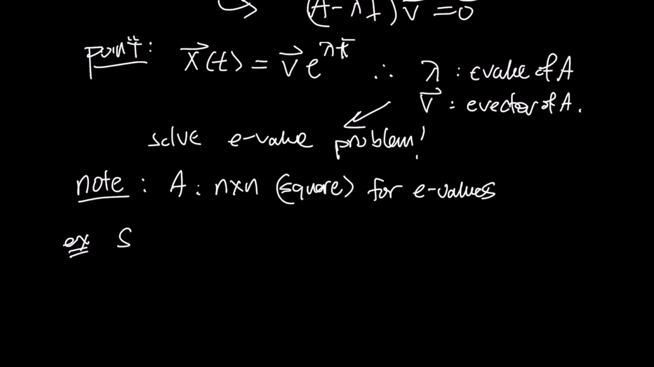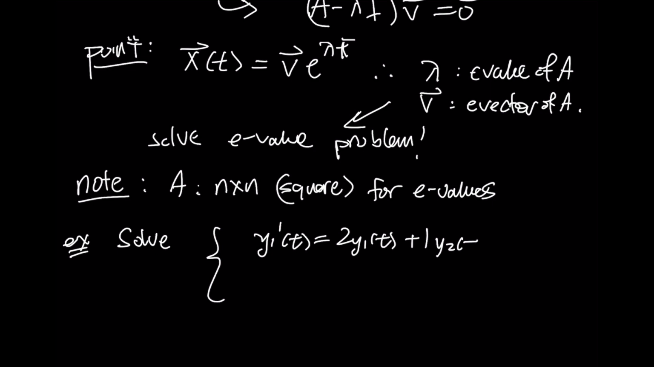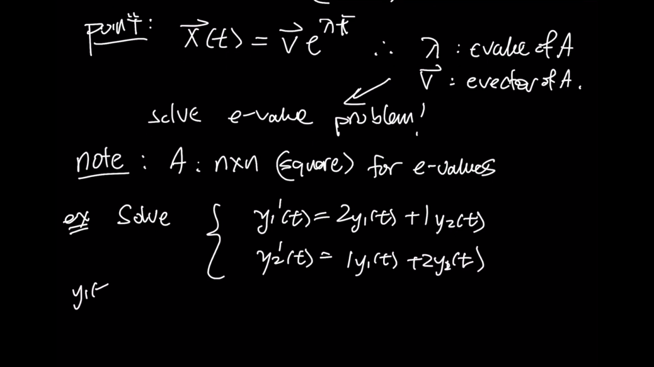So here is an example of a first-order system. y1 prime of t is 2y1 of t plus 1y2 of t, and y2 prime of t is 1y1 of t plus 2y2 of t. What we are interested in is these two functions.